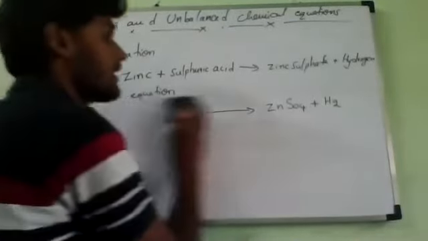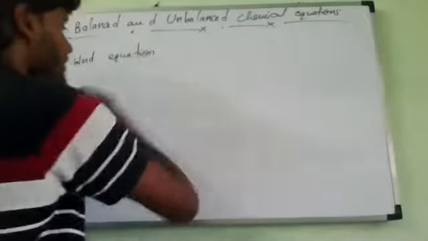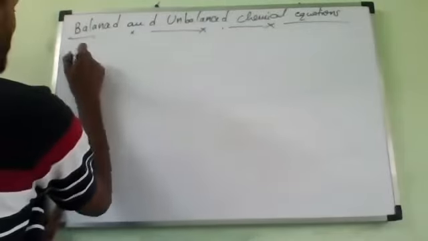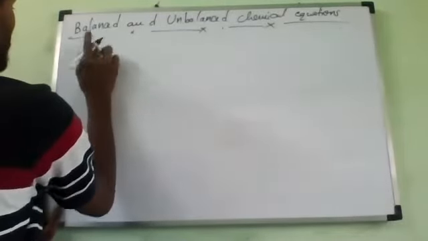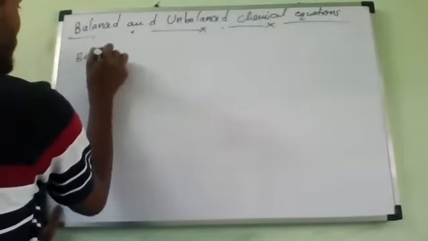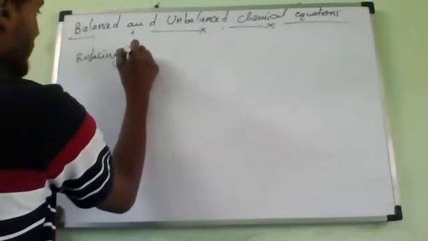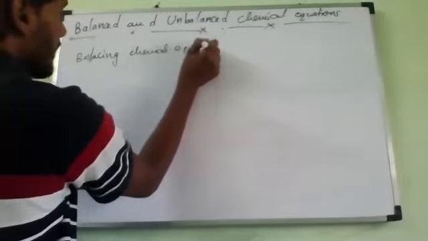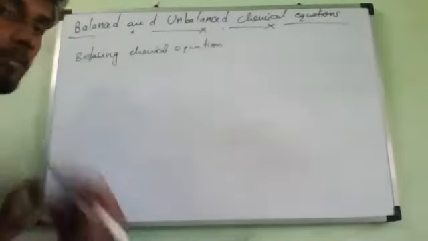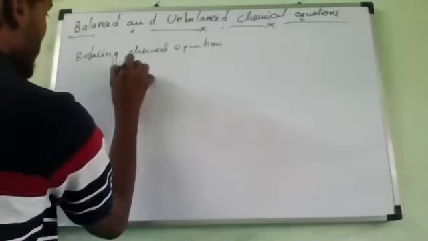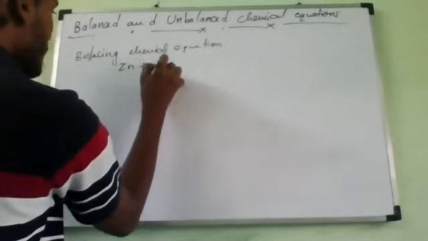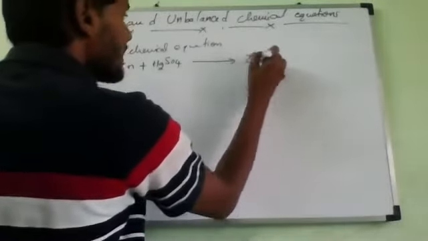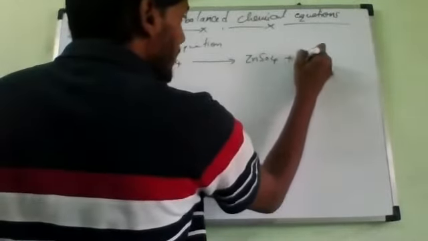Now go for balancing. Write first: balancing chemical equation. What is the given chemical equation? Zn plus H2SO4, which will give you ZnSO4, zinc sulfate, plus hydrogen.